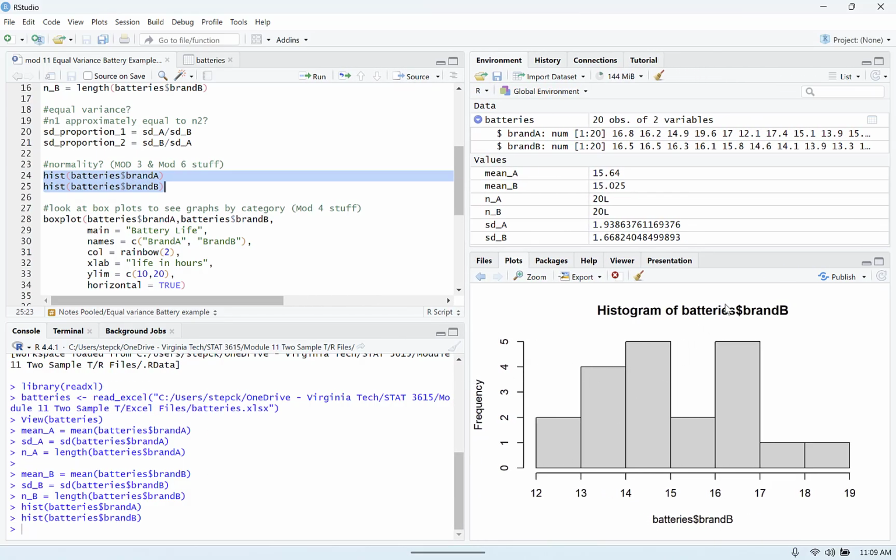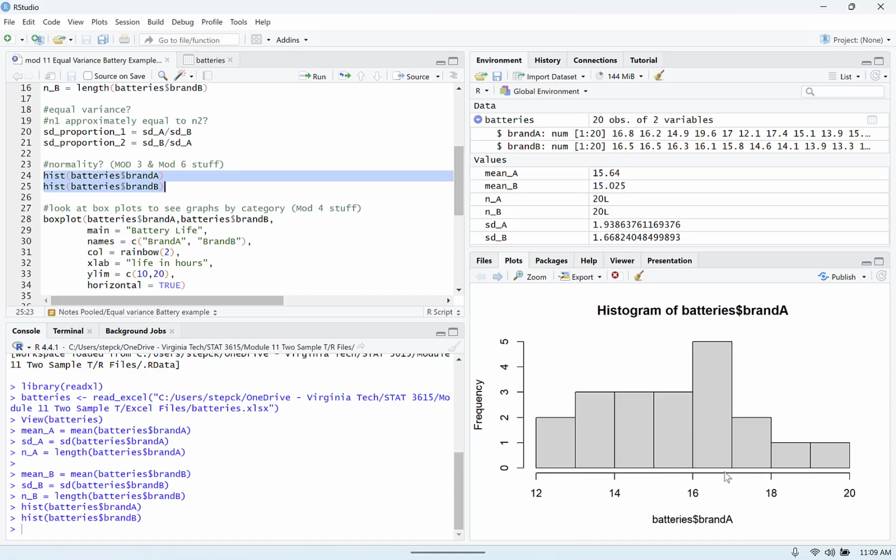So when I look at battery brand B, this is clearly bimodal, but there's a peak in the middle and there are no major outliers. And the same thing is true with brand A. There's a peak in the middle and no major outliers. So both of these would be normal enough for the T procedures because they're so robust to departures from normality.